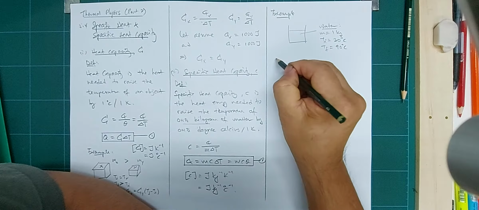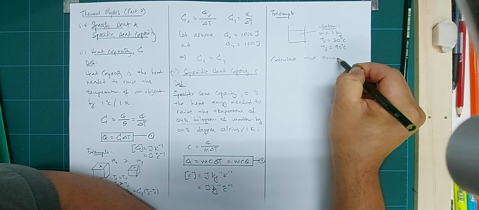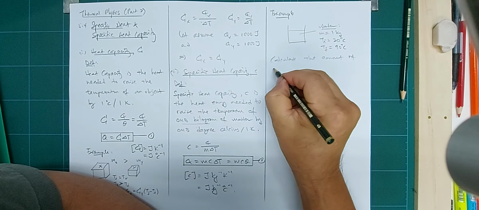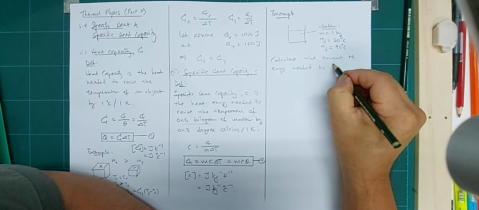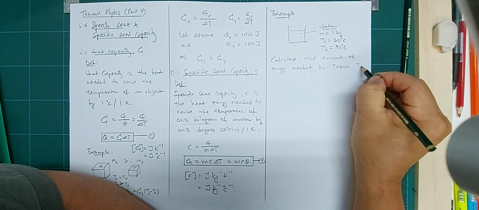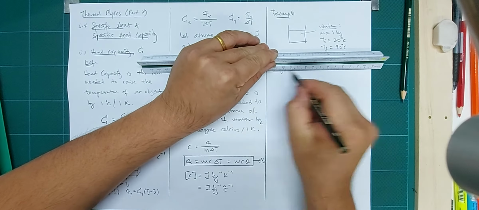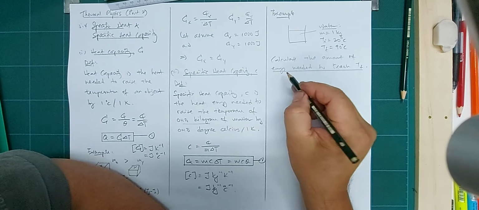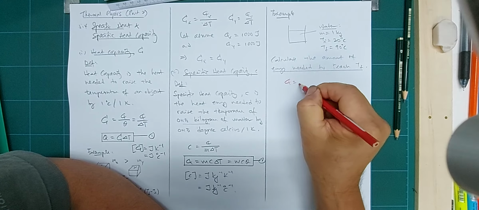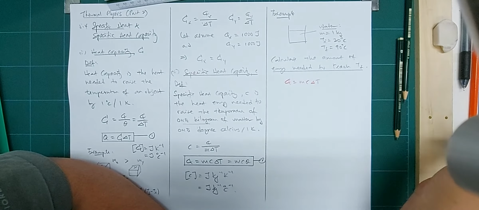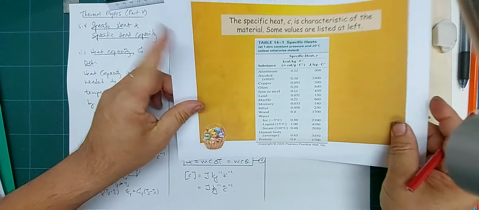So the question is to calculate the amount of energy needed to reach Tf. So the formula: because you are given mass, you are given the change in temperature, our Q is equal to mc delta T. Now we lack the C value. To get the C value, you refer to your notes. This is your C value here.